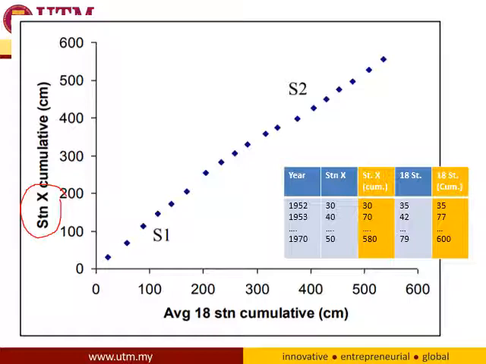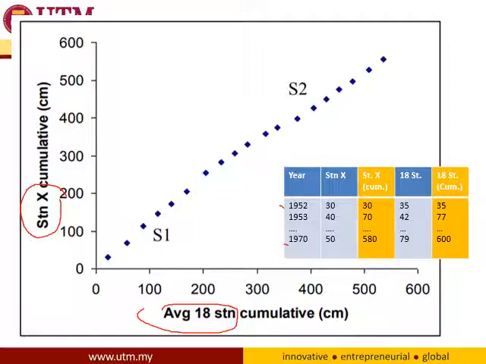This example shows that we have the average cumulative rainfall for 18 stations. So these 18 stations are the neighboring stations. Neighboring means stesen berdekatan, dikelilingi, stesen berdekatan station X. So 18 stations near station X. We can test whether station X has some error by comparing its data with the stations around station X. For example, let's say we have data from 1952 until 1970.